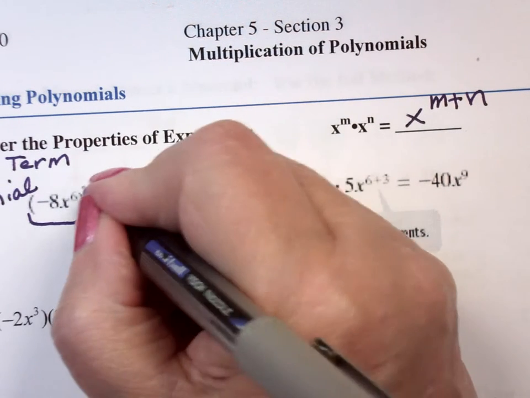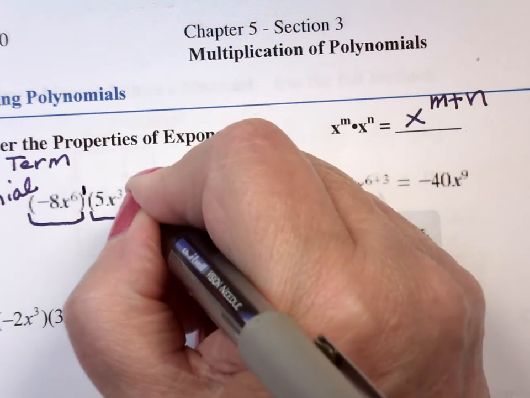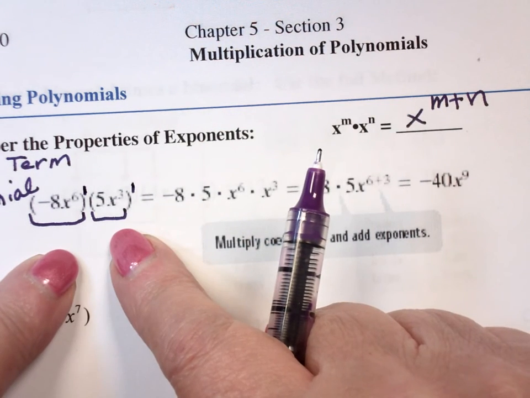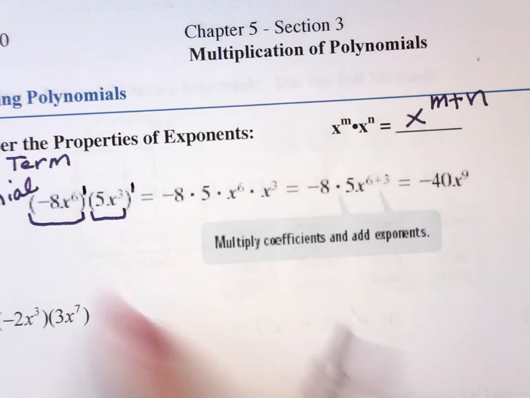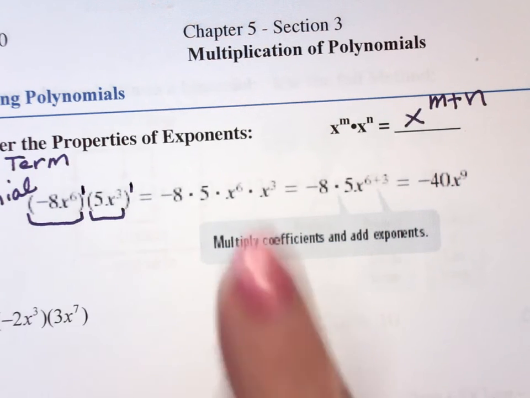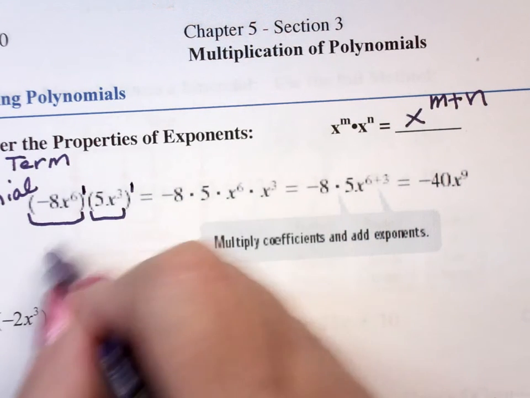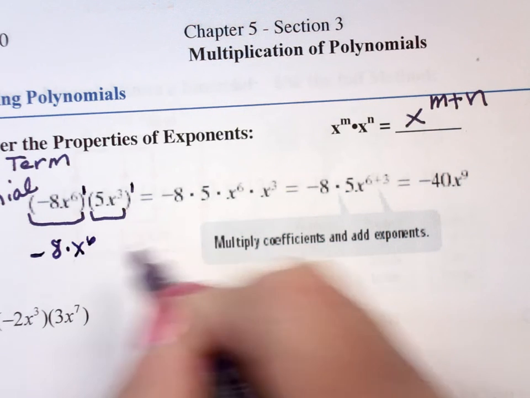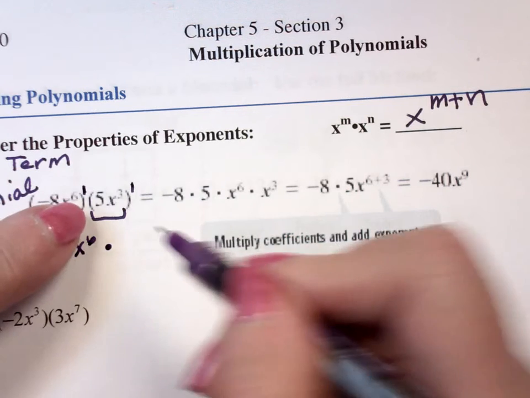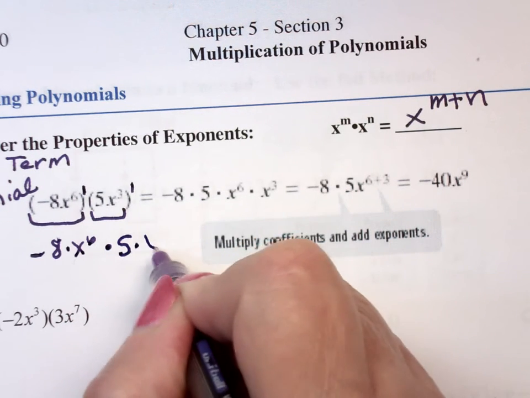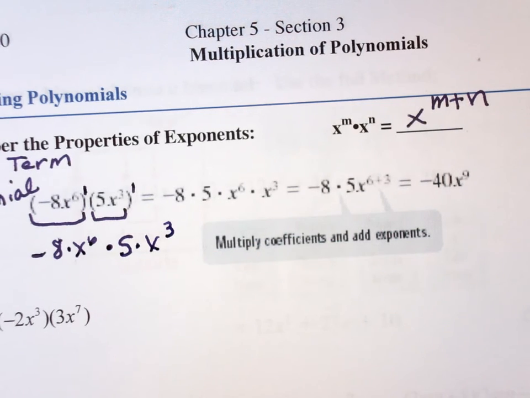Well, I remind myself that parentheses always get done, exponents always get done first, and these are attached to parentheses, but it's to the 1 power, right? So if I raise negative 8 to the 6th to the 1 power, it's just negative 8 times x to the 6th, times 5x to the 3, well, that's to the 1 power, 5 times x to the 3.